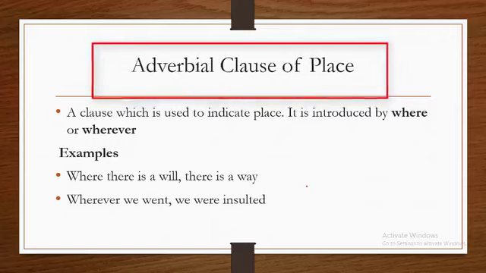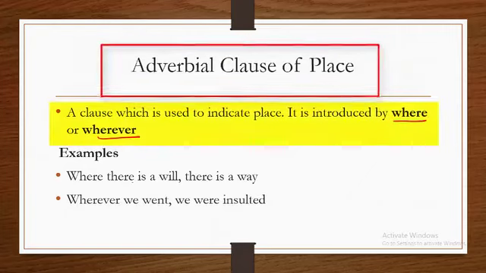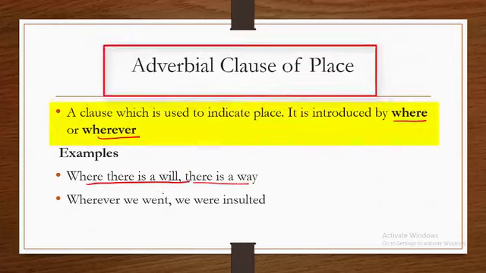We have clause of what? Place. This one has to do with location. It is introduced by where or wherever. For instance, where there is a will, there is a way. But I can't say only where there is a will, but I can say there is a way.